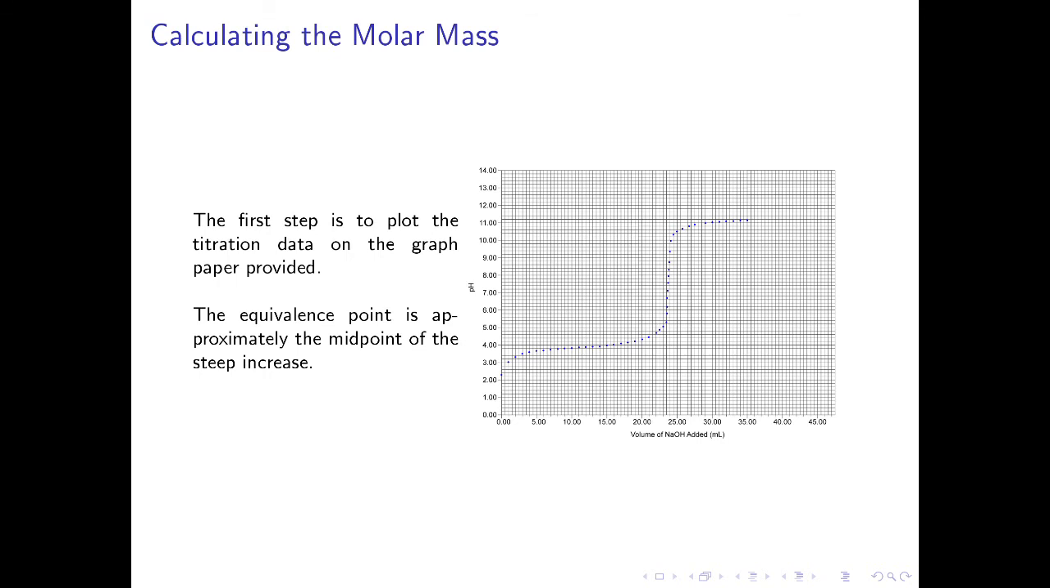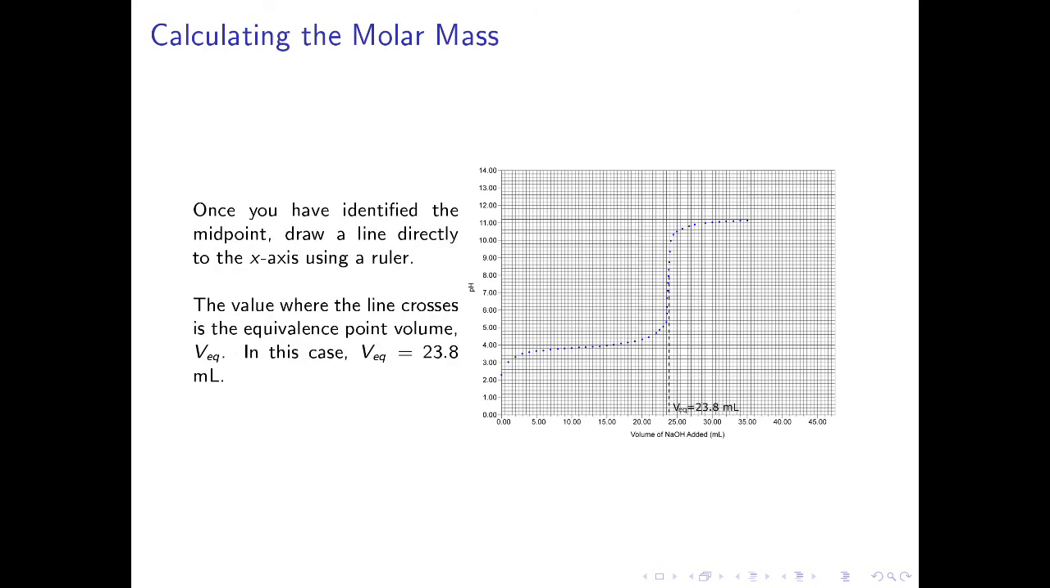The first step in our data analysis is to plot the titration data on the graph paper provided on Canvas. Please remember that your titration plot will look slightly different than the one in this video. The overall structure of the plot and the analysis will be very similar. First, we notice that there is a region of very steep increase, approximately at 25 milliliters of base added. This is the equivalence point region for our titration. The equivalence point is approximately the midpoint of this steep increase.